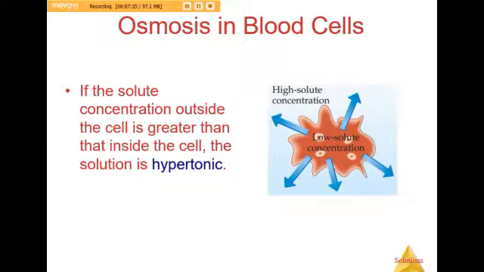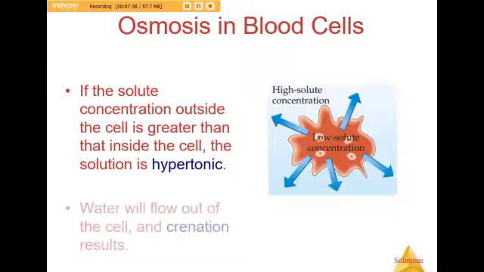This has a huge application in blood cells, because if the solute concentration outside the cell is greater than inside, so it's more salty outside the cell than inside, therefore it is hypertonic. What will happen is, because there's high solute present outside the cell, the water inside the cell will leave the cell to try and dilute that solution. This will lead to a situation called crenation, and basically that is the shriveling up of cells.